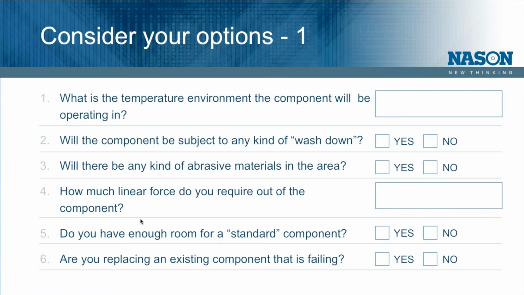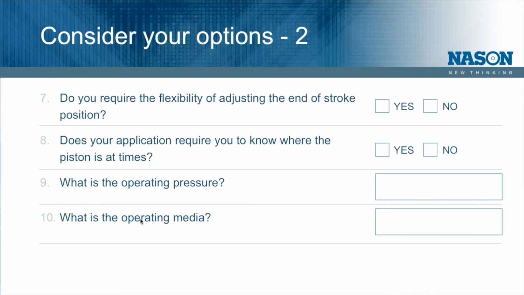Are you replacing an existing component that is failing? If so, it's possible to design a special cylinder to last longer in the same footprint while addressing the failure point. Do you require flexibility of adjusting the end of the stroke? Does your application require you to know where the piston is at all times?